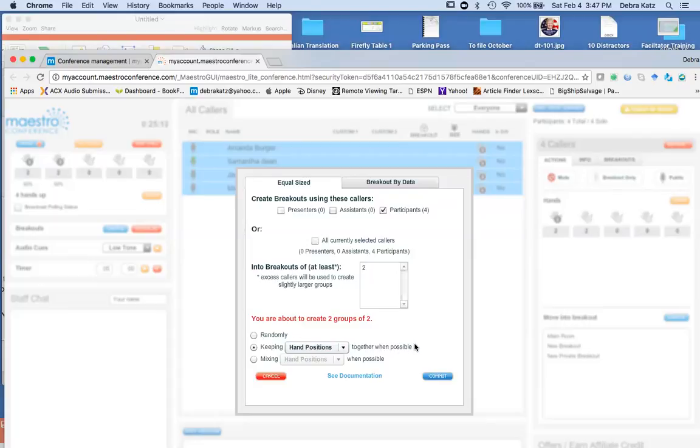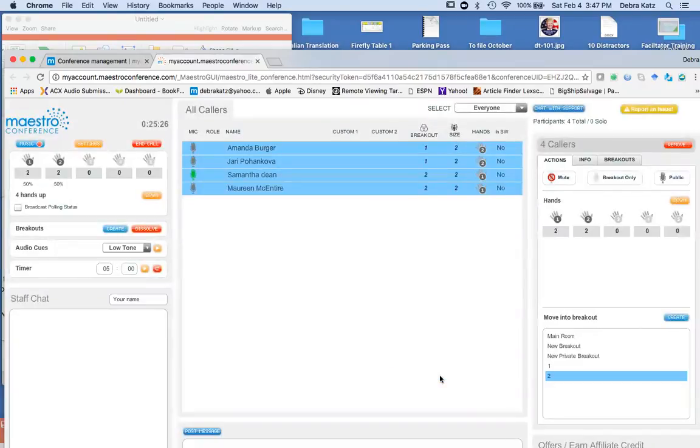And this always seems to work. So the people that hit 1, I want to be together. The people that hit 2, I want to be together. So instead of randomly, I'm doing keeping hand positions, and then I hit commit. And then it goes back to here.